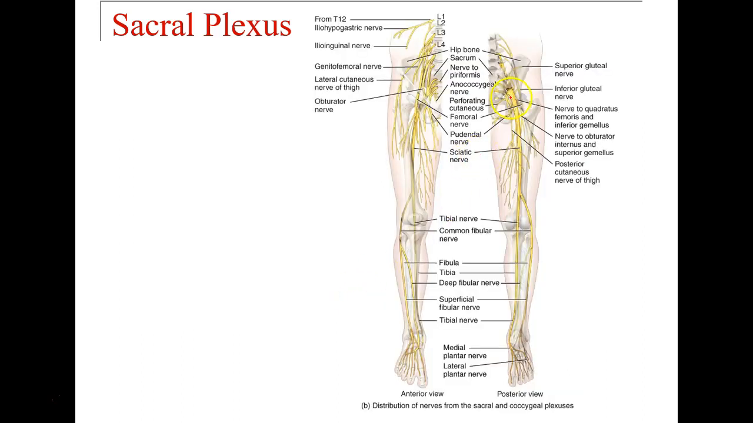You can see it is extending posteriorly. We have branches, the tibial nerve, and then the fibular area.